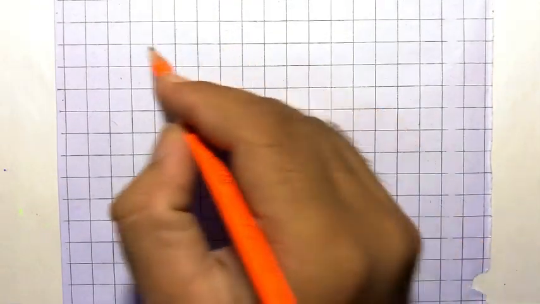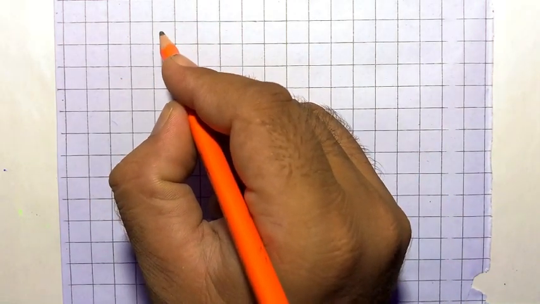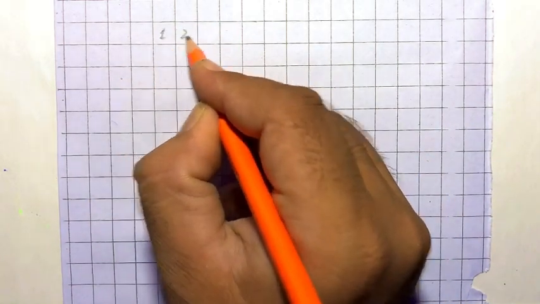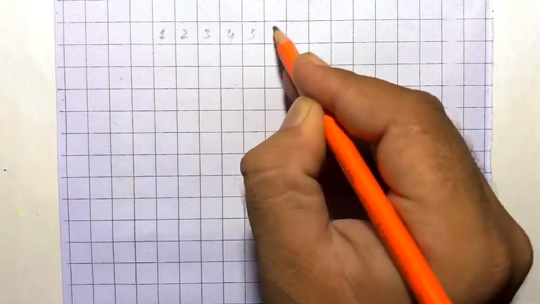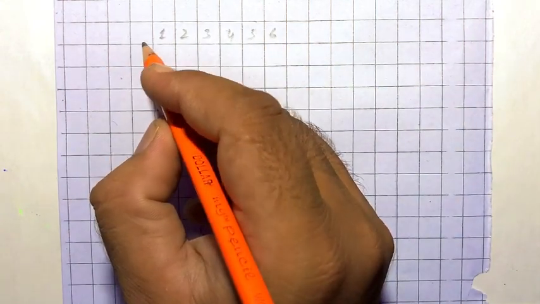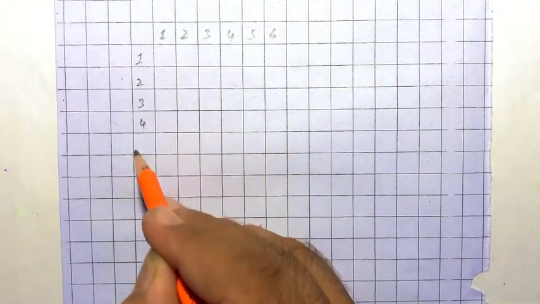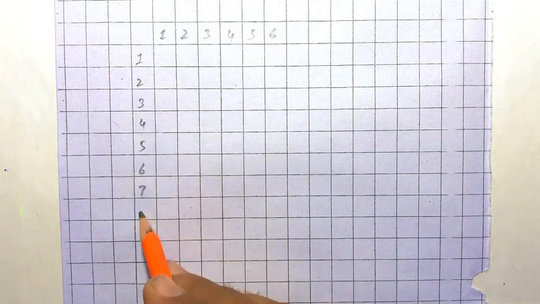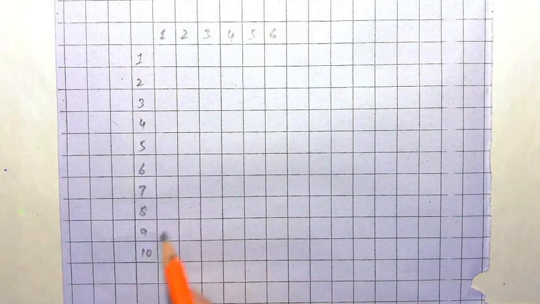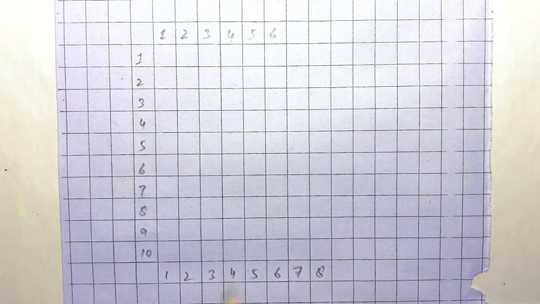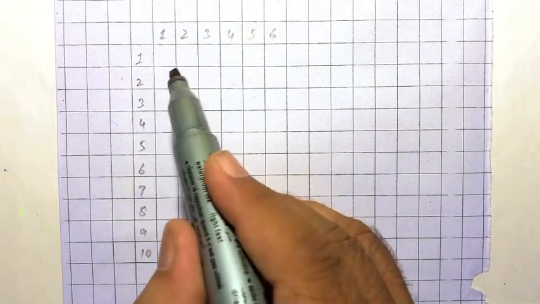For this drawing, choose any corner, mark 1, 2, 3, 4, 5 and 6, and downside 1, 2, 3, 4, 5, 6, 7, 8, 9, 10. Start from here and give 1, 2, 3, 4, 5, 6, 7, 8. Two more. Let's draw on these lines.